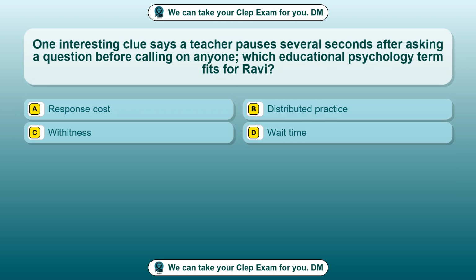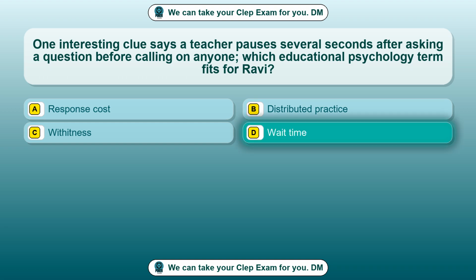Question 75. One interesting clue says a teacher pauses several seconds after asking a question before calling on anyone. Which educational psychology term fits for Ravi? Option A, response cost. Option B, distributed practice. Option C, witness. Option D, wait time. The correct answer is option D, wait time.